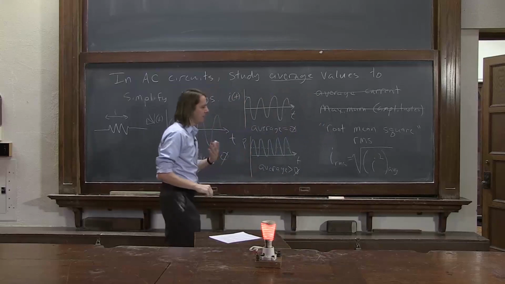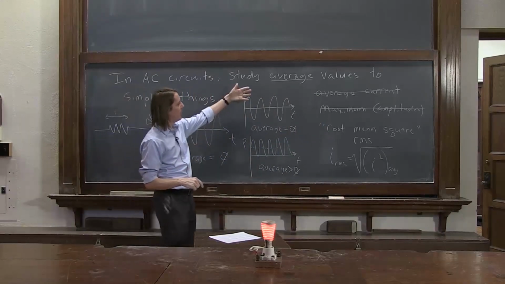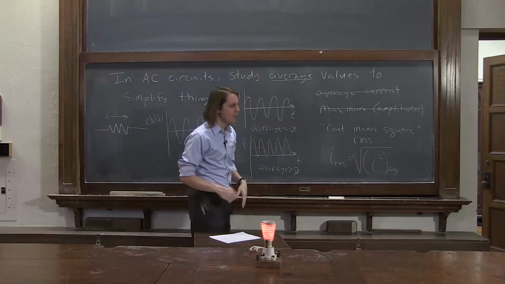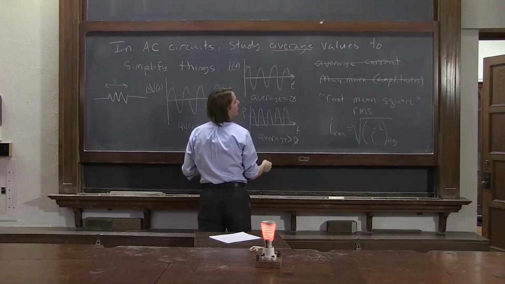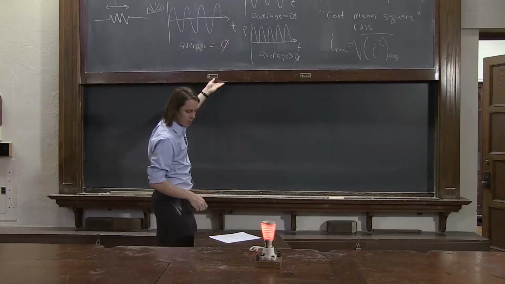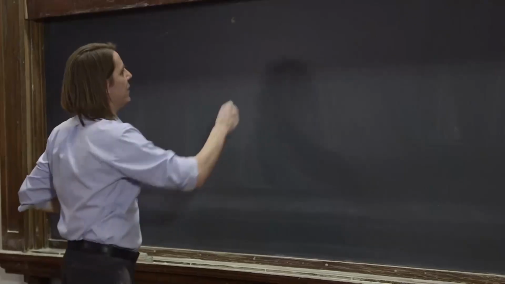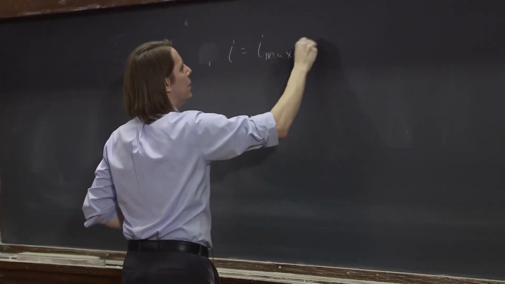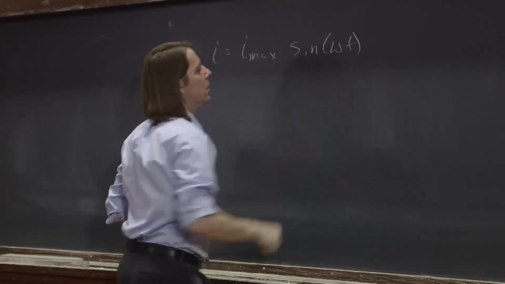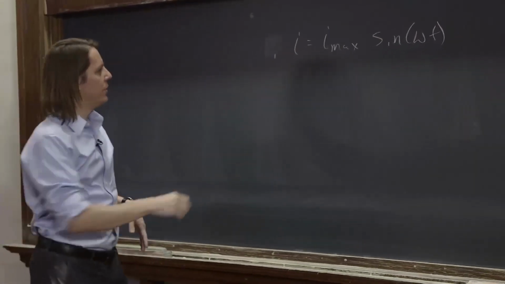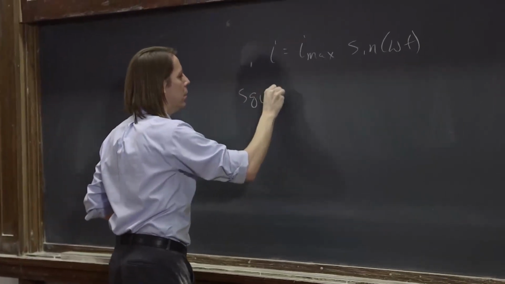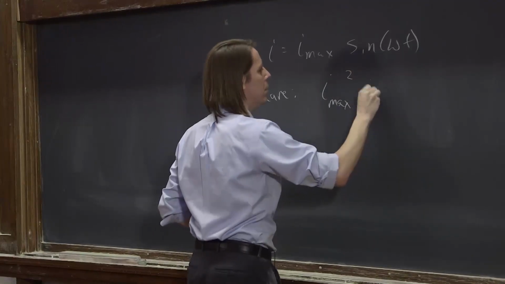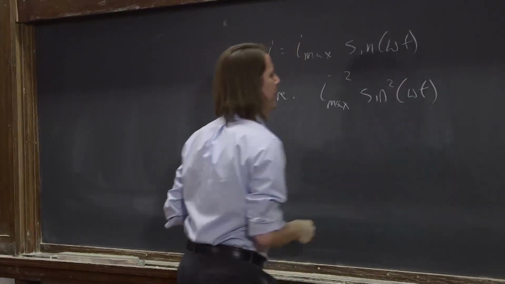You take the instantaneous oscillating value, you square it, that way it's always positive. You take the average of it, and then you want to get back to the original units, so you take the square root. Let's see what it is for a sinusoidally oscillating current, which is what we're always going to have. So if I is I max sine omega t, let's square it. That's I max squared sine squared omega t.